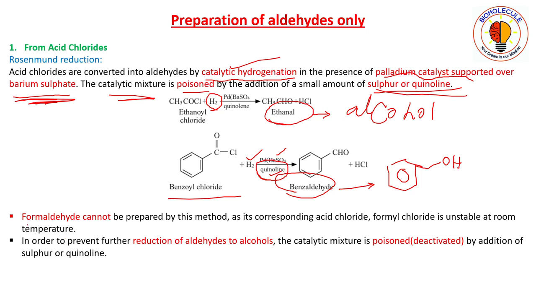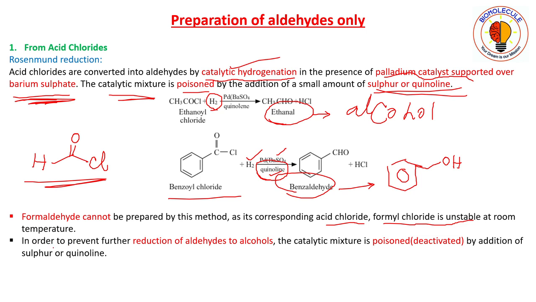So now you see that formaldehyde cannot be prepared by this method, as its corresponding acid chloride, that is formyl chloride, is unstable at room temperature. This one is formyl chloride. It is very unstable at room temperature, so we cannot get formaldehyde through this Rosenmund reduction.